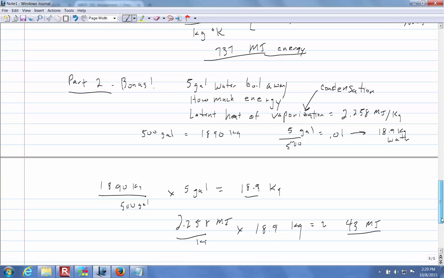The number on the left? Oh, this one? Yeah, that's a real important number too. I shouldn't have written that so sloppy. That's the latent heat of vaporization, or condensation in this case. Yeah, that's that 2.258, which we showed up here.